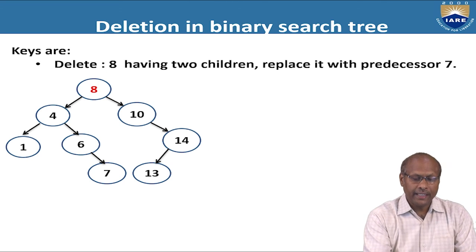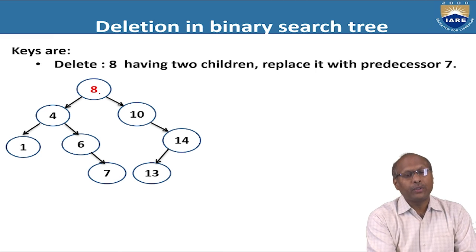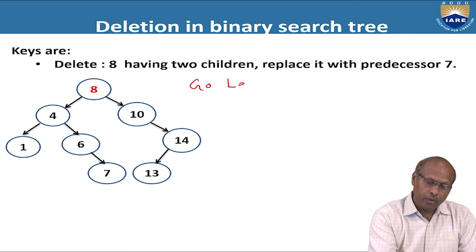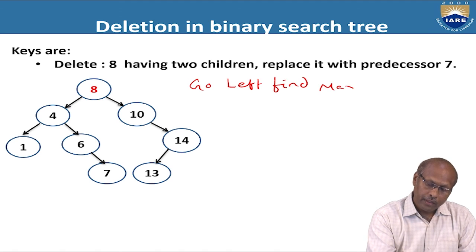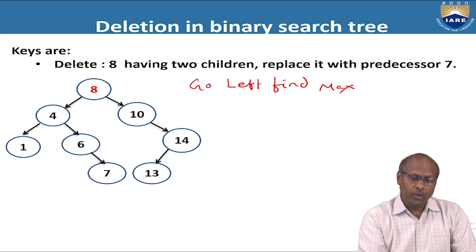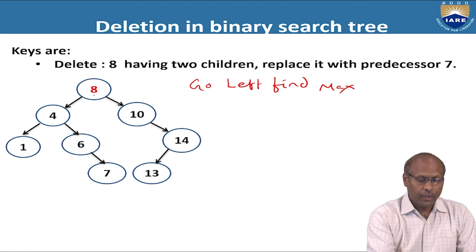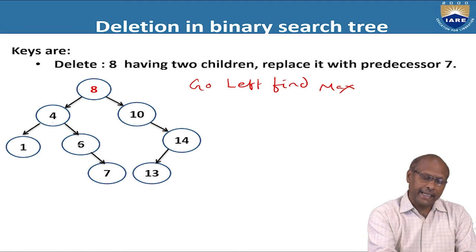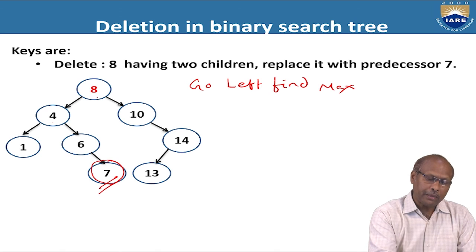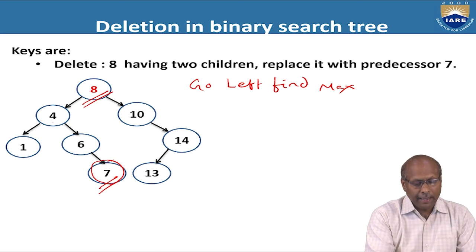Okay. Similarly, if you want to delete 8. Now 8 is my root itself. So find either its right minimum or go left and find maximum. In the previous case, you have seen go right and find minimum. Now here, go left and find maximum. Go left of 4. Maximum will always be on the right side. So go to rightmost. So the rightmost is 7. So this 7 you can replace with the root. And the 7 can be deleted.